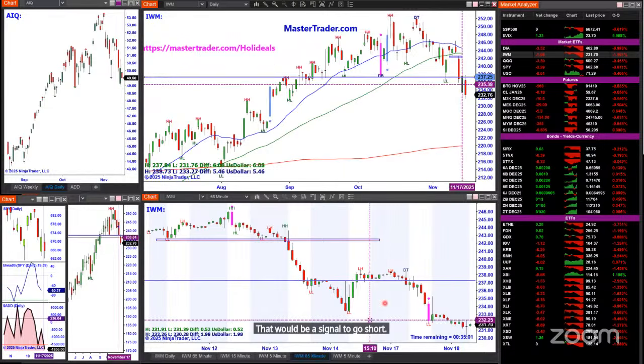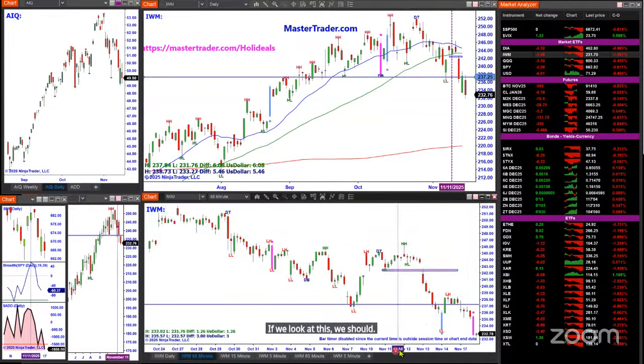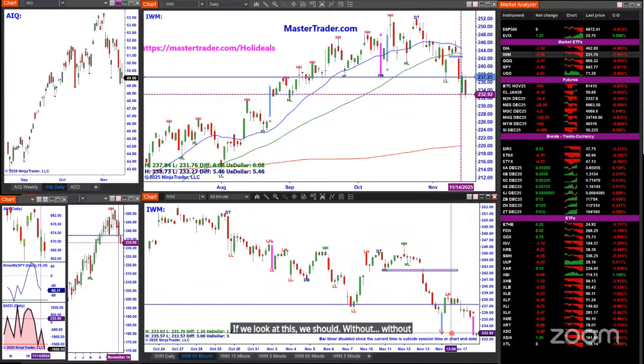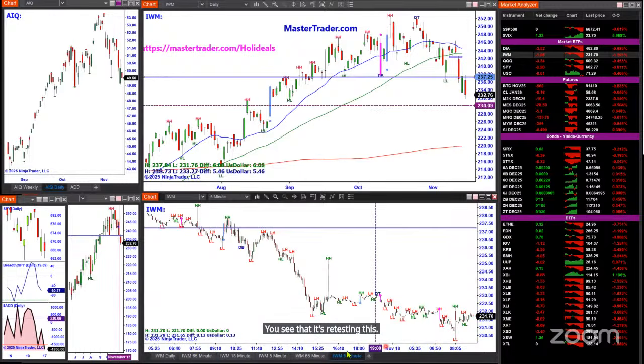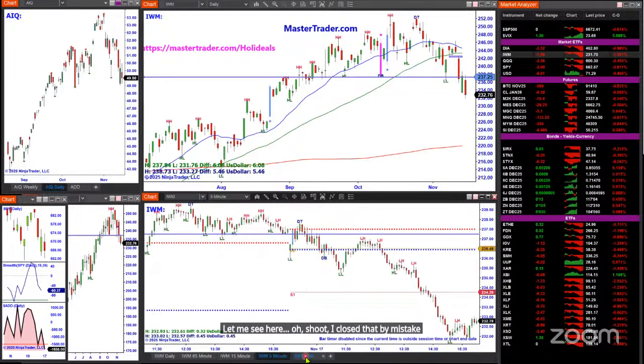Now, if we look at this, without the overnight trading, you see that it's retesting this. Where is that in relation to? Let me see here. Oh, shoot. I closed that by mistake. Damn it.